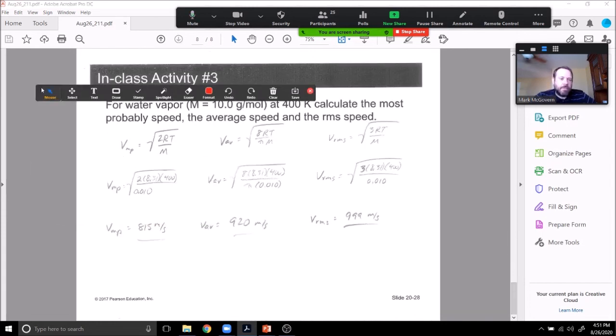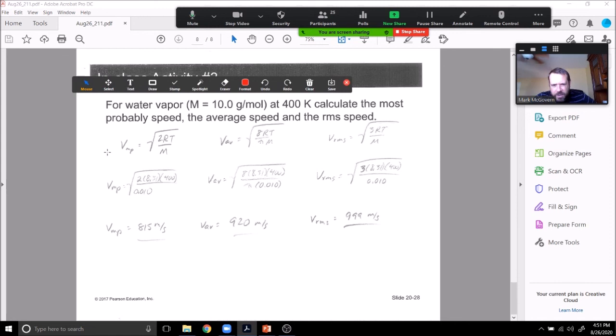Water vapor, molar mass 10 grams per mole at 400 Kelvin. Calculate the same thing. Well, this was because it was an in-class activity. Anyway, same numbers, same things. Just remember these equations. These are the speeds. Again, that's crazy, right? Water vapor, that's fast, man. Fast.